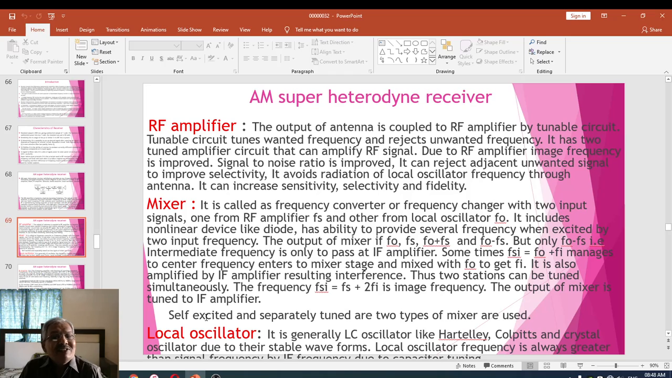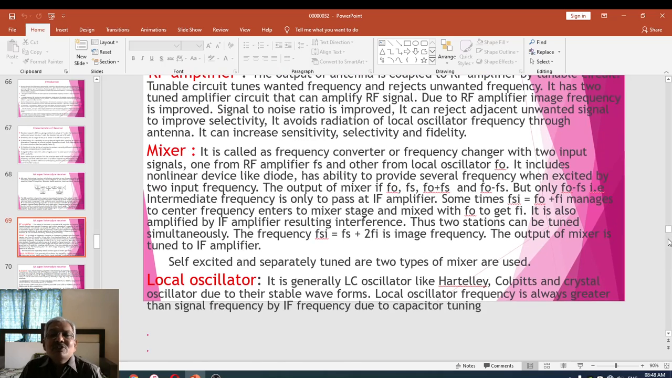Two types of mixers are generally used. One is self-excited and the second one is separately tuned; these are the types of mixers one can use in practice. Now we have to proceed to deal with the local oscillator. It is generally an LC oscillator like Hartley, Colpitts or a crystal oscillator, due to their stable waveforms. Local oscillator frequency is always greater than the signal frequency by the IF frequency due to capacitor tuning. We have studied the Hartley oscillator, the Colpitts oscillator and the crystal oscillator last year.